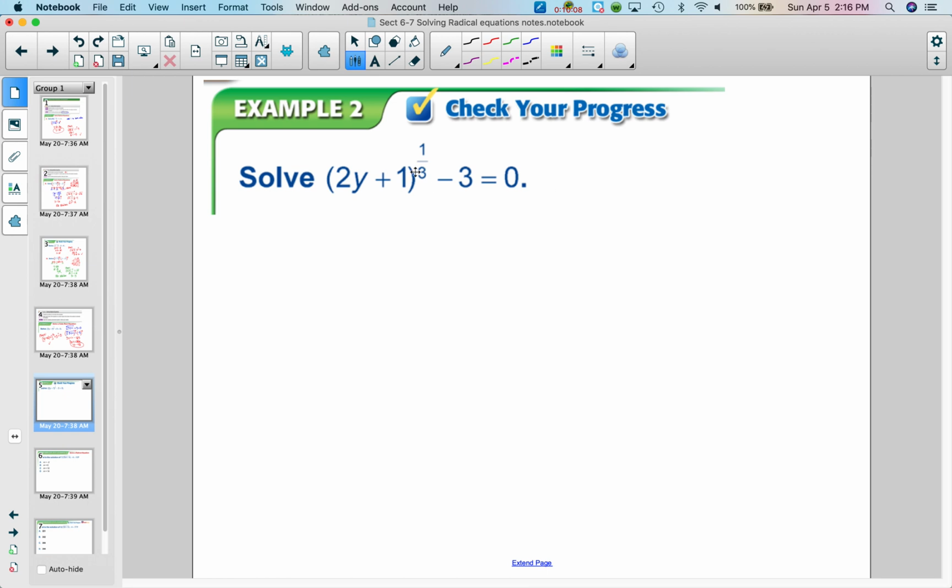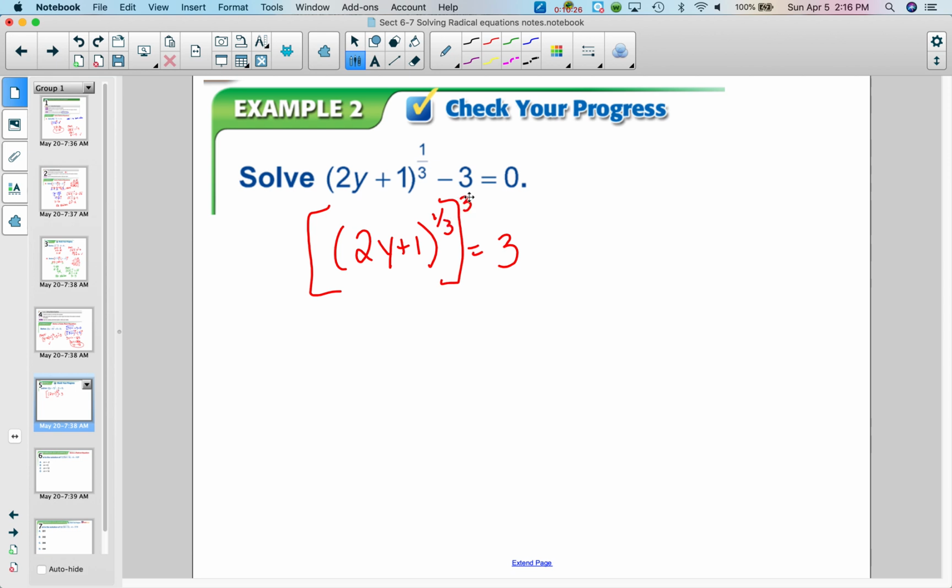So I'm not going to change this one. I'm going to show you how you can leave it as a rational exponent. So I'm going to add 3 to both sides first. And then this is a 1/3 power. I want to get rid of it. So I'm going to raise the whole thing to the 3rd power.